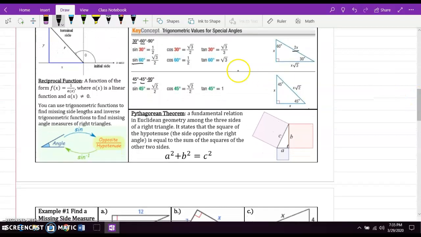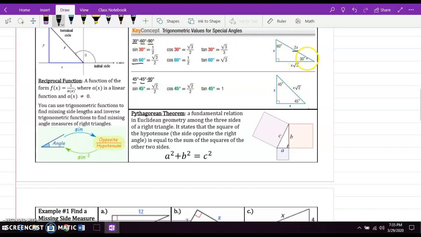And then the last thing we're going to review is our special angles. So 30, 60, 90, and 45, 45, 90. These pop up all the time on the SAT and the ACT. These are almost always given in the formula bank. So be comfortable with seeing these and know what they're talking about.